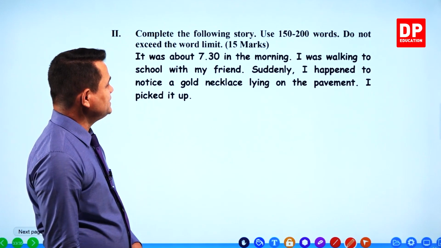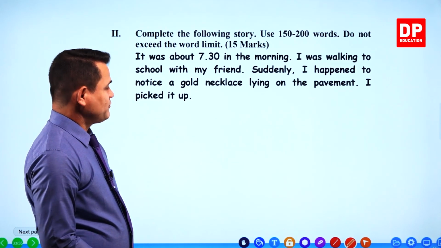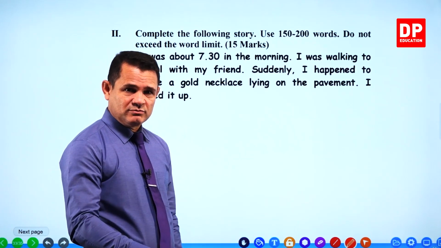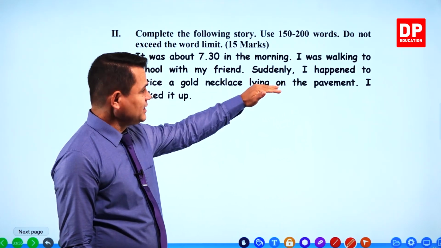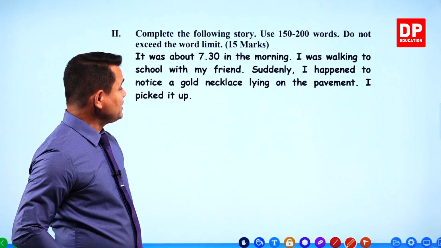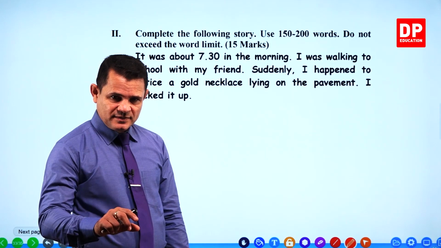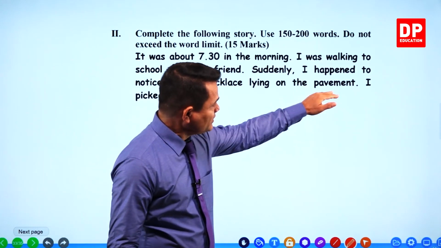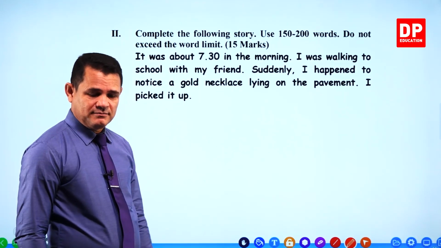It was about 7:30 in the morning. I was walking to school with my friend. Suddenly I happened to notice a gold necklace lying on the pavement. Suddenly I happened to notice a gold necklace, where? On the pavement, lying on the pavement. I picked it up.